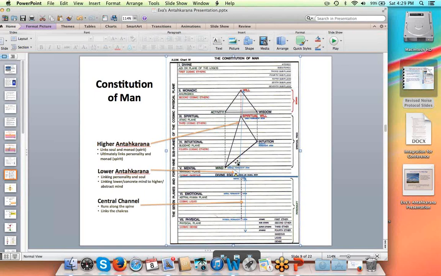Unlike this part here, which is called the spiritual triad, which is the 3 aspects of the monad, which is up here.